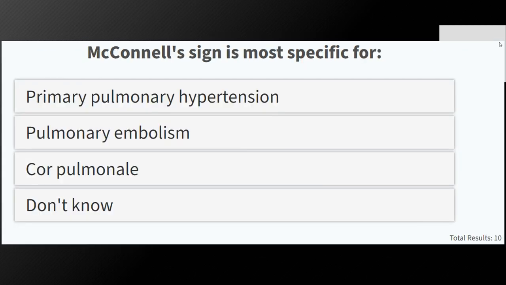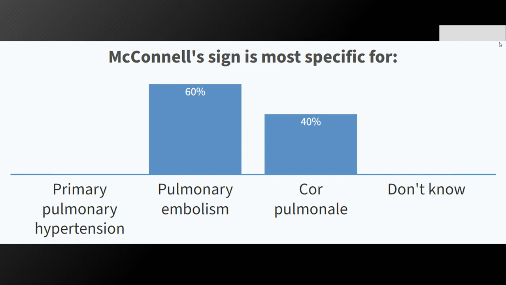Two more questions. Question number 2: McConnell sign is most specific for primary PH, pulmonary embolism, cor pulmonale, don't know. Pause to think, and then the answer that the group came up with was 60% specific for PE, 40% said that McConnell's is most specific for cor pulmonale.